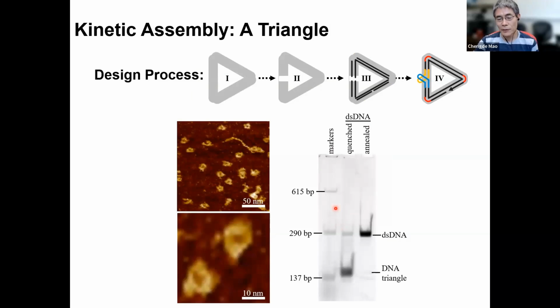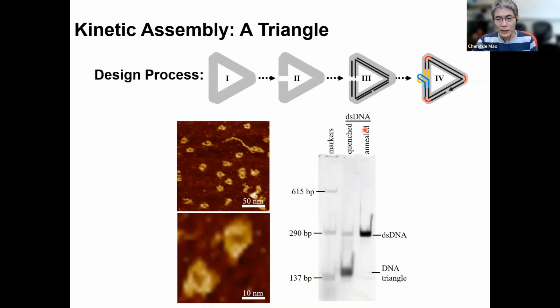So this is the design process, right? If you want to design a triangle, then you decide where the loop insertion is, here the loop insertion. So you fold this guy into this structure and introduce a loop insertion here. So this is just a different image to show the triangle assembly.